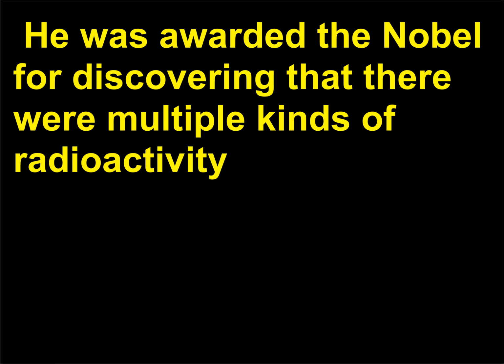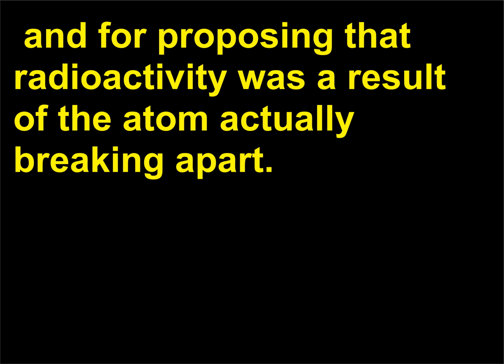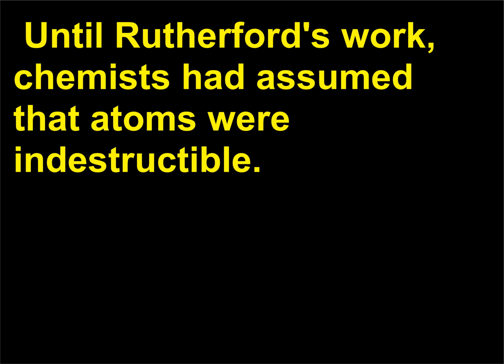He was awarded the Nobel for discovering that there were multiple kinds of radioactivity. He named them alpha and beta rays. Later he added gamma rays to the list. And for proposing that radioactivity was a result of the atom actually breaking apart. Until Rutherford's work, chemists had assumed that atoms were indestructible.